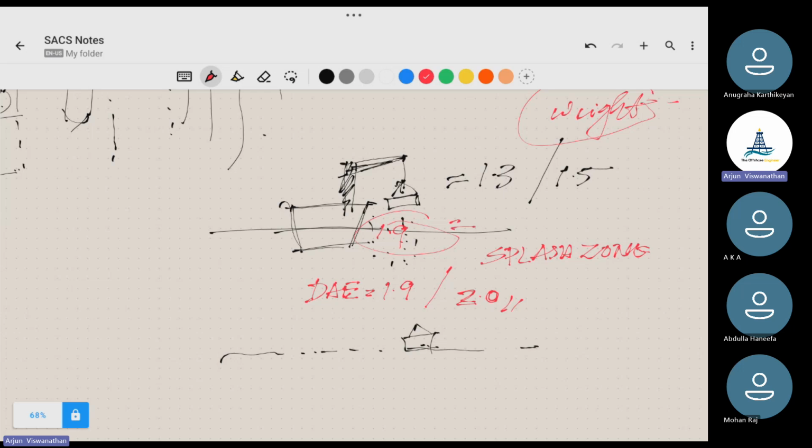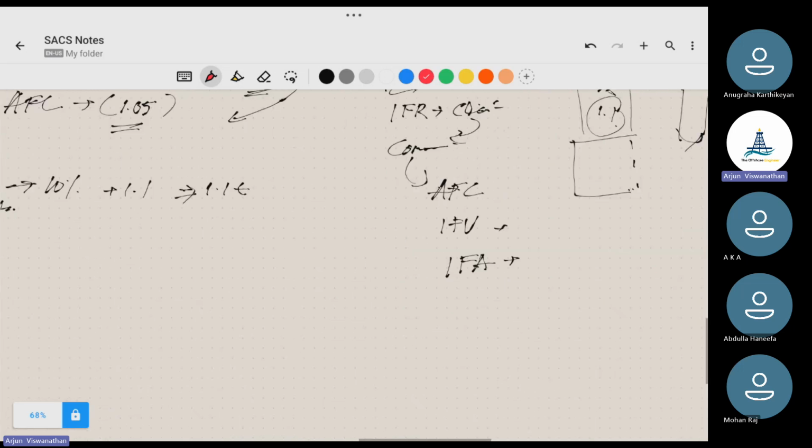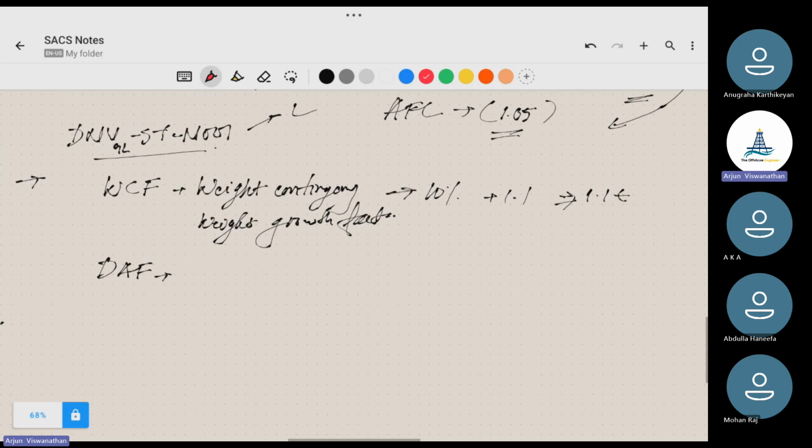This splash zone DAF value is critical. So when we do the lifting analysis for subsea structures, we directly take the highest DAF. If we do it for the highest DAF, that will be taken care of. So that is the DAF value. Let's say I am going to take 2.0. Is DAF clear with you?